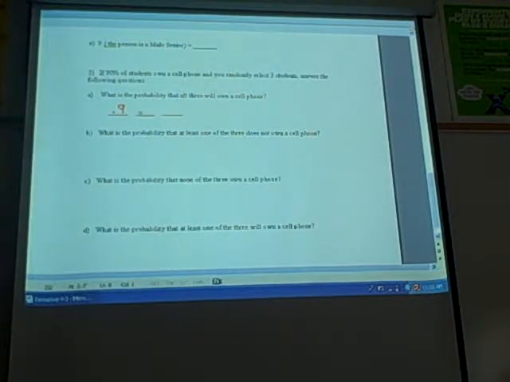You go up to the second person. Hey, do you own a cell phone? 90% do. So again, there's a 90% chance that person's going to say yes. Same thing with the third person. You ask them if they own a cell phone, 90% chance they're going to say yes. If you want to know what's the probability that all 3 will say yes, you multiply 0.9 times 0.9 times 0.9, or you could take 0.9 to the 3rd power if you wanted to.